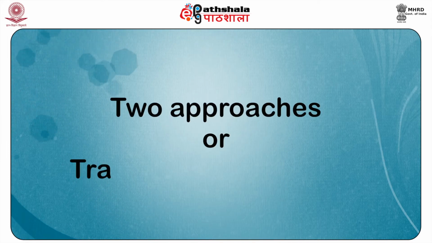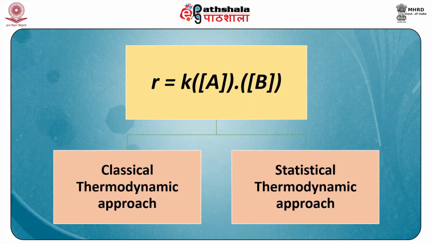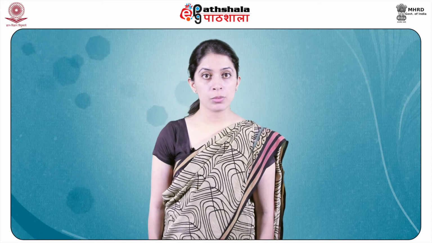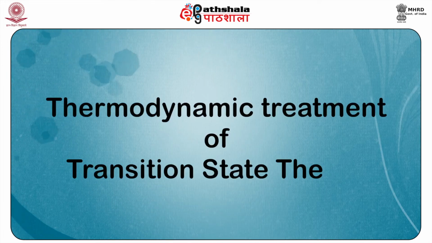Now in order to derive the expression for rate constant, there are two different approaches under transition state theory. One is the classical thermodynamic approach and the second is the statistical thermodynamic approach. In this module, we will take up the classical thermodynamic approach first, and the statistical thermodynamic approach will be taken up in the next module. Thermodynamic treatment of transition state theory.